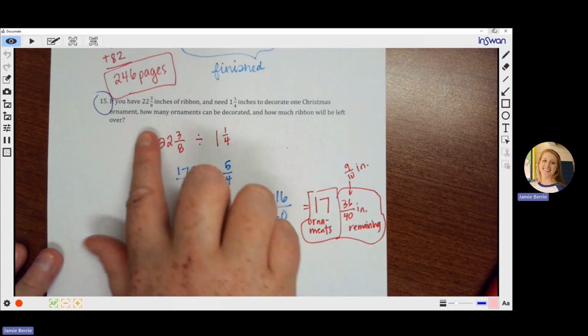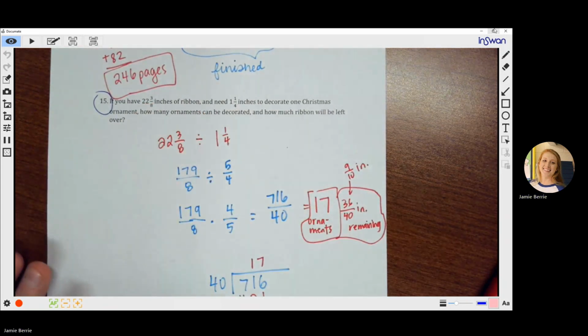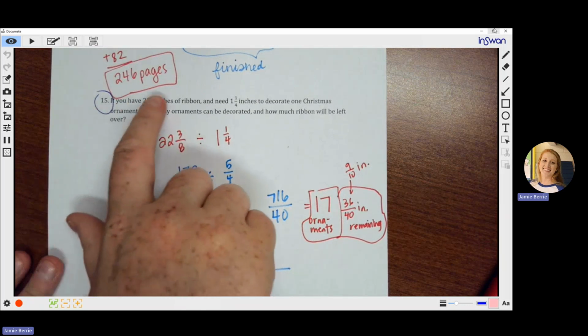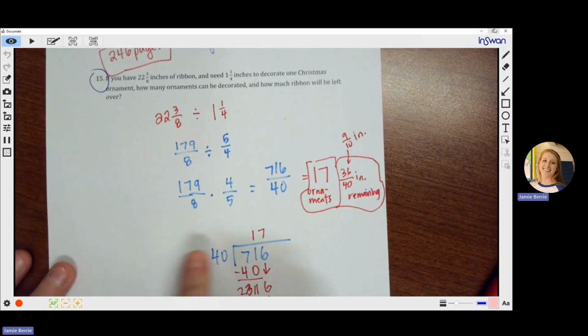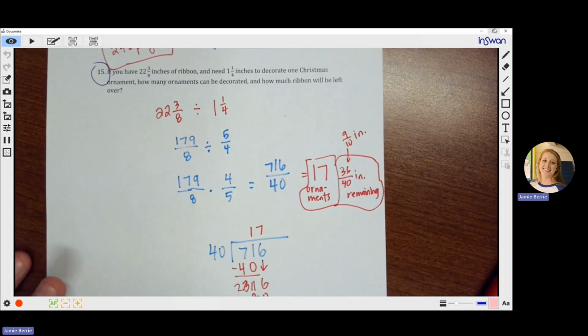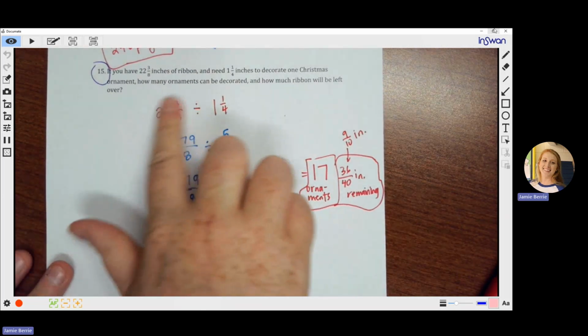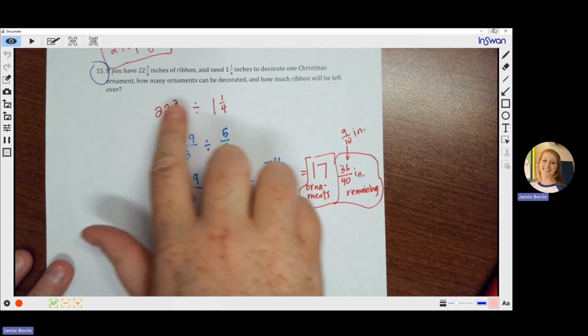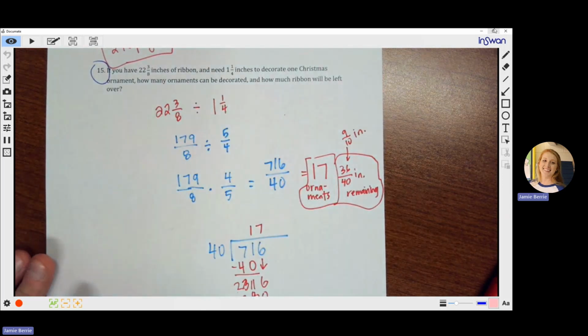So for this one, again, I'll try to make the numbers a little bit better. I'll definitely make this smaller, so you don't have a huge number like 716, but it'll be very similar to this, where you'll have some whole piece of ribbon or whole piece of something, and you have to divide it up by a certain amount.